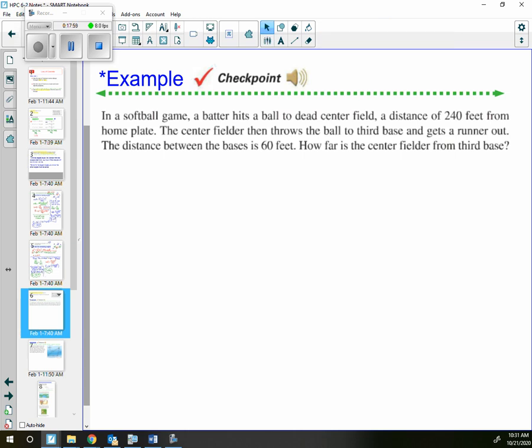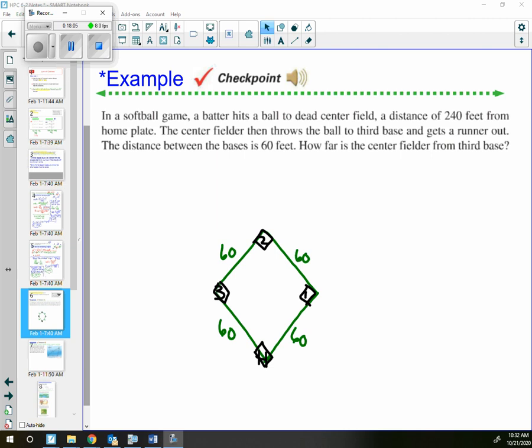So let's see if we can draw a picture. Can you draw yourself an infield of a baseball field here? All right, so I drew a very wonky looking infield here for a softball field, 60 feet between each of the bases. So I have home, first, second, and third. What do they mean when they say dead center? That means right out straight from home over the pitcher's mound and then into center field. So kind of a straight line starting at home, over second base, and into, we'll call this center field out here. So how long was that hit? Well, that was a 240-foot hit, so 240 feet.